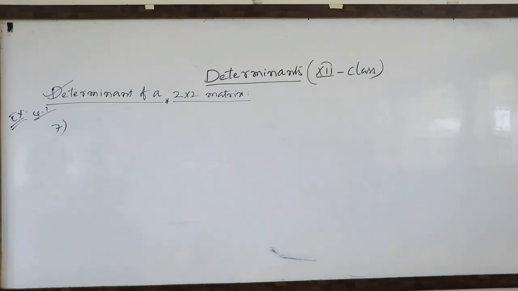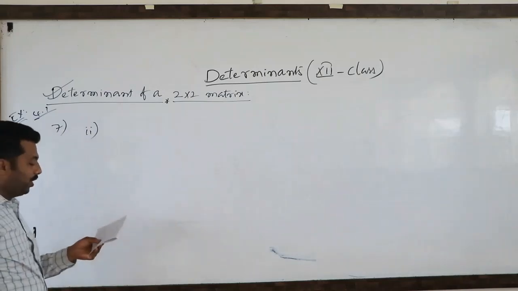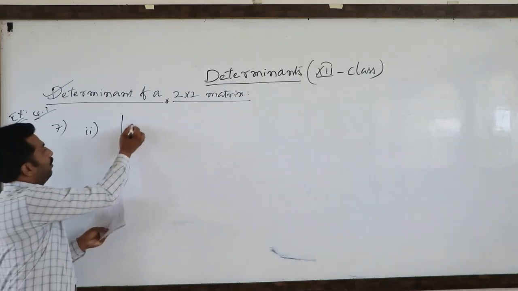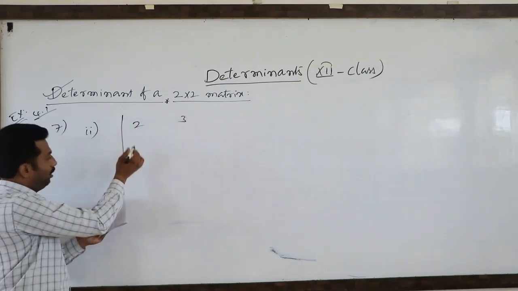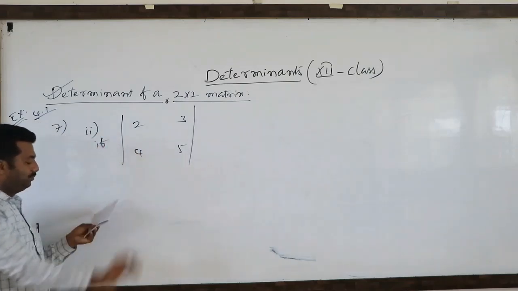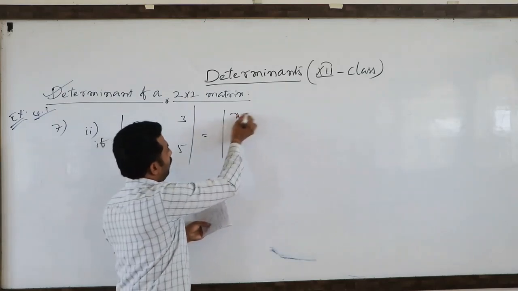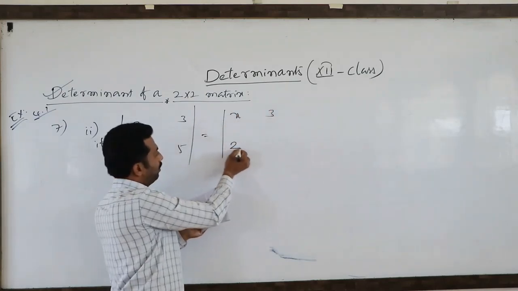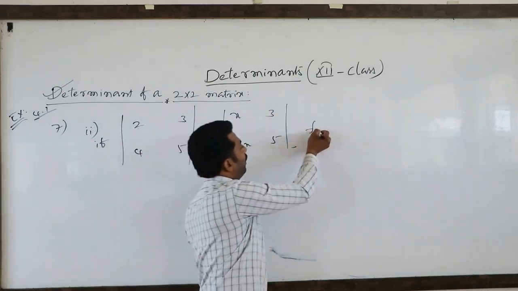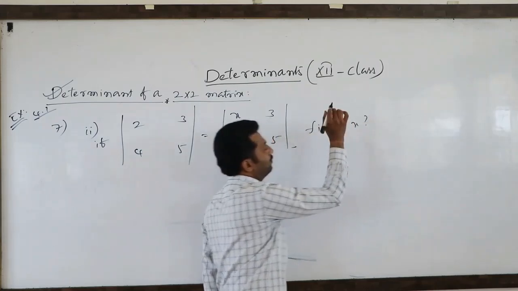Second bit, seventh second bit. So you have to see your textbook only, then only you can understand easily. If the determinant of 2, 3, 4, 5 is equal to the determinant of x, 3, 2x, 5, then find the value of x, how much?